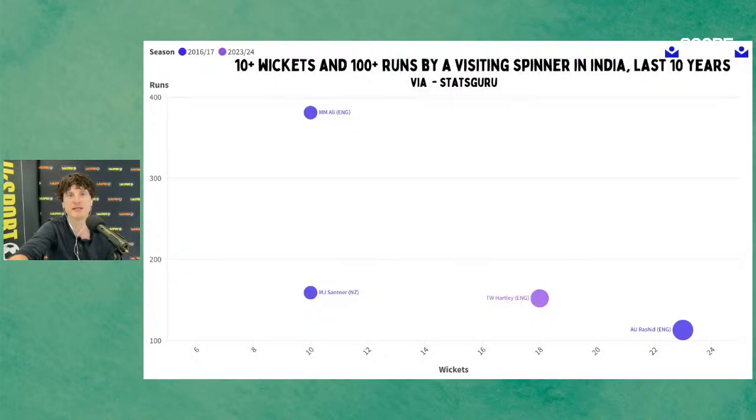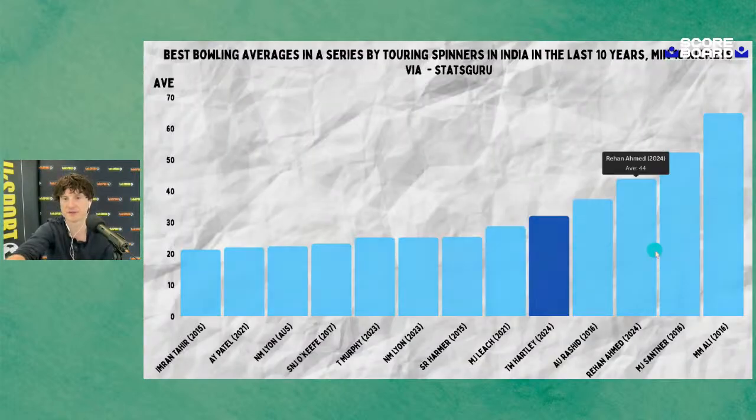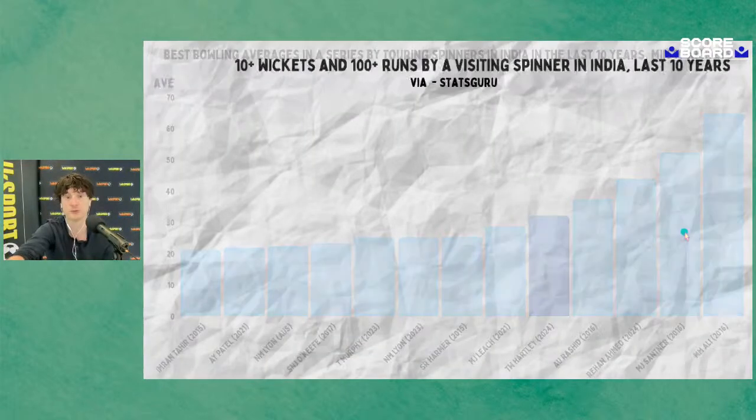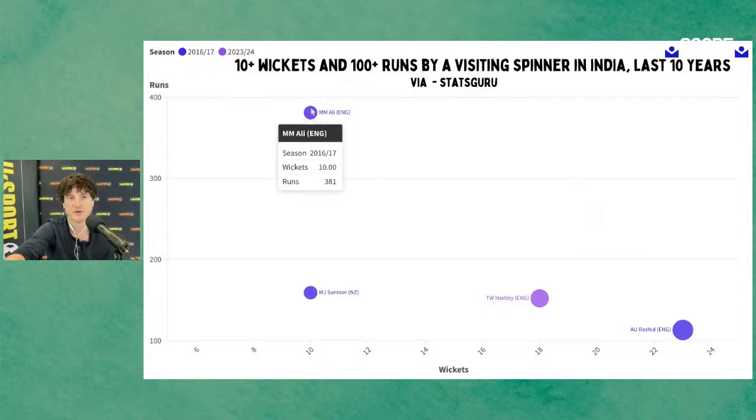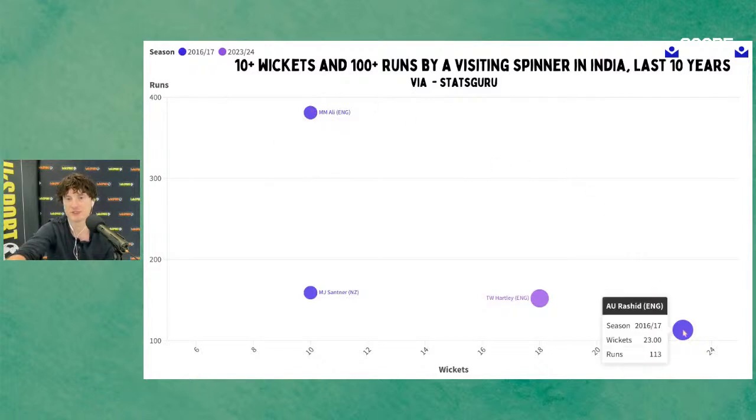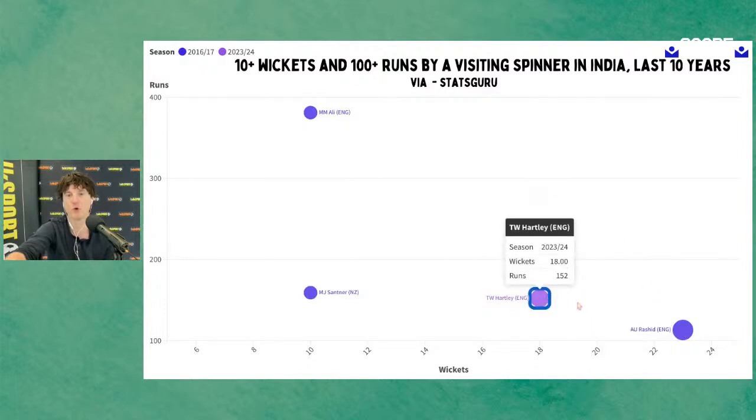And this is 10 wickets and 100 runs by a visiting spinner in India in the last 10 years. So this is your all-rounder class, right? So you've got down here Mitch Santner. And remember, his bowling average was 52 when he did it. You've got Moeen Ali. We just saw his bowling average wasn't very good either. And Adil Rashid.